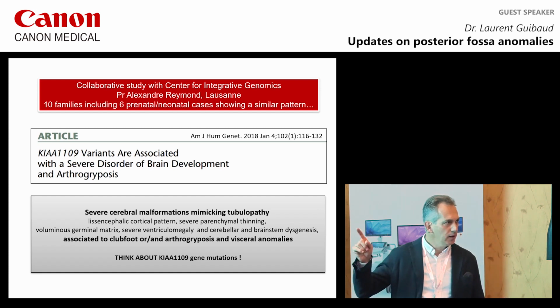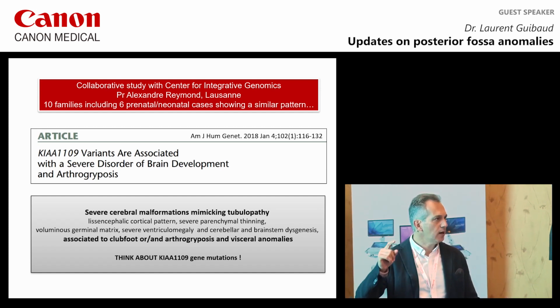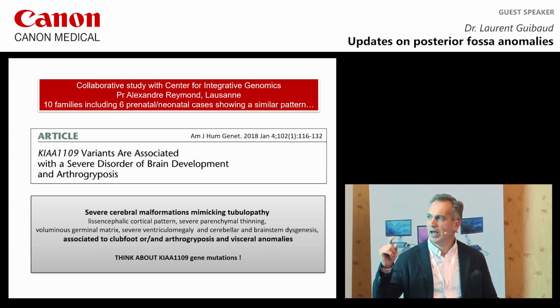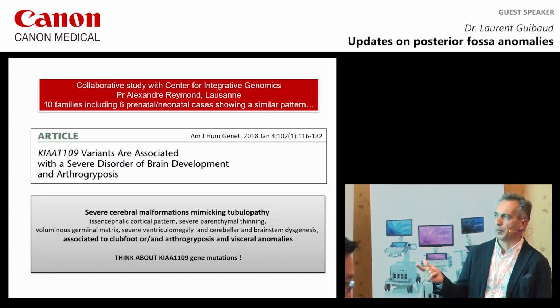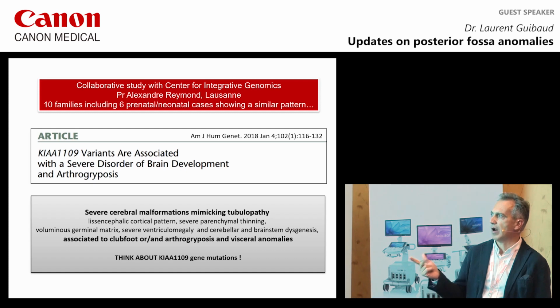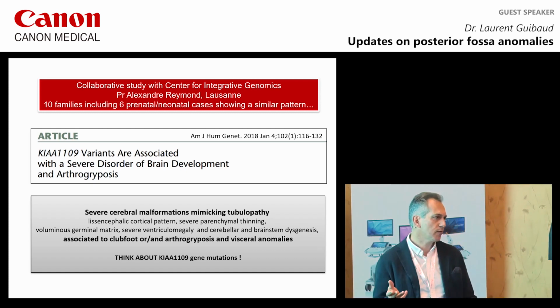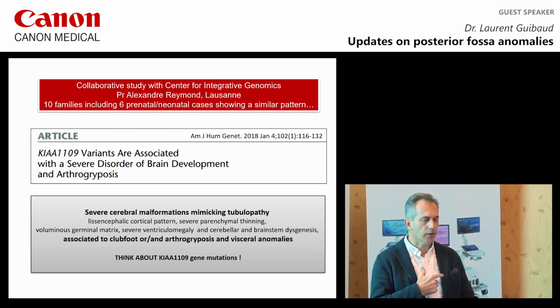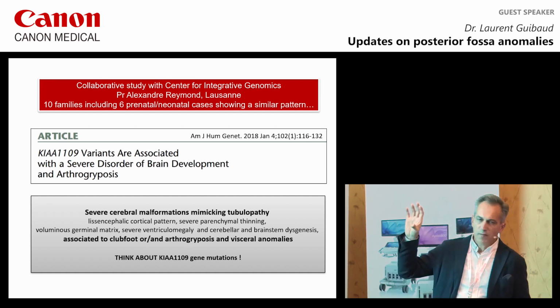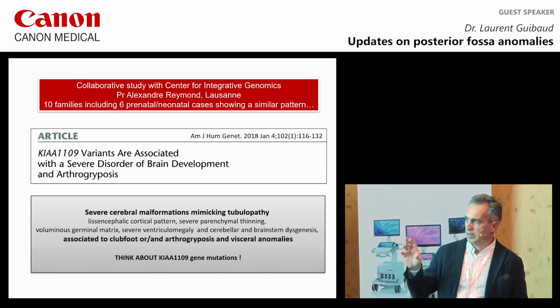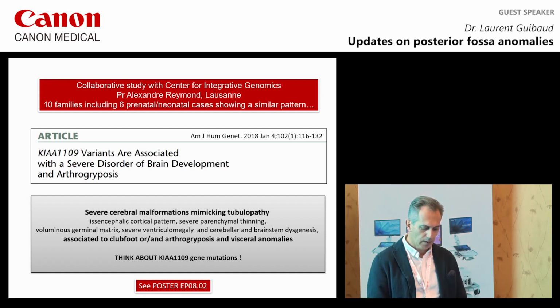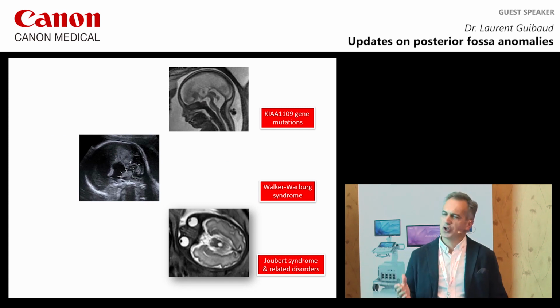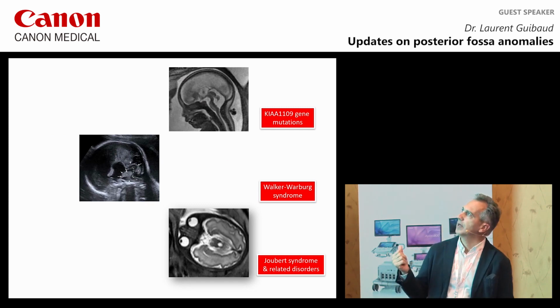But in tubulopathy, you don't have extra CNS anomalies, and all our cases have clubfoot and arthrogryposis, and also visceral anomalies, involving most of the time the eyes and the heart. So when you have this kind of findings, think about this new gene, and we have a poster about this entity.